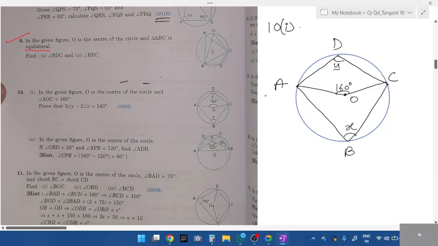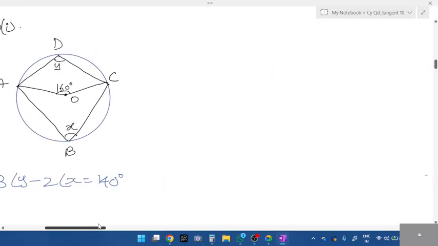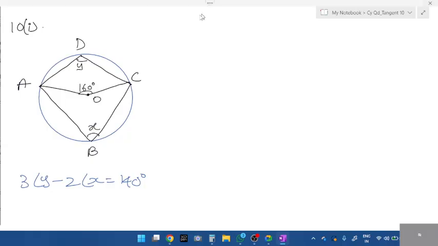Fine. Others tell me the value, students. We need to find the value of X and Y. And you have to prove that this is 140 degrees. AOC is 160. The question is 3 angle Y minus 2 angle X is equal to 140 degrees. Okay. There is an equation given. We need to find angle X and Y, students. Where is this angle given? 160 is given.